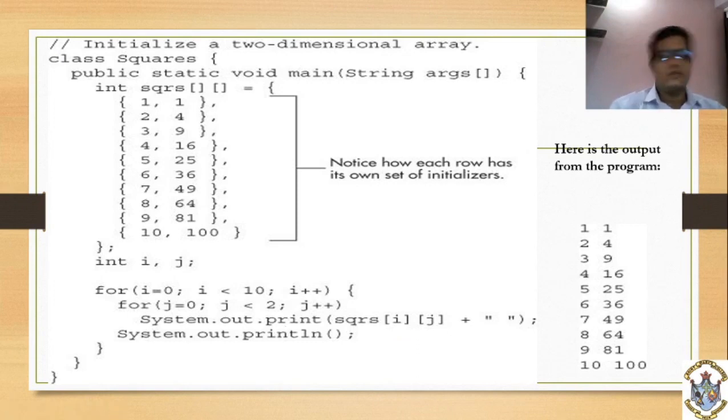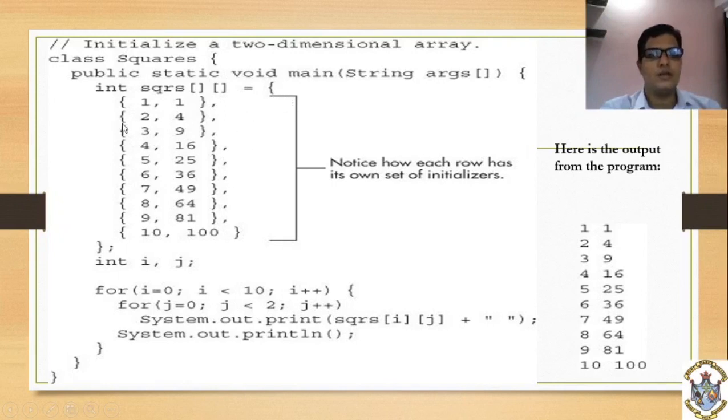Please observe here, it is a two-dimensional array. Now you have to suggest how many rows and how many columns. Now see, class Squares. What is the name of the class? Squares. Now what am I doing? public static void main(String args[]). It is a main method, right? Now you are declaring the two-dimensional array. In the two-dimensional array, you have not specified any size. You are directly initializing the values.